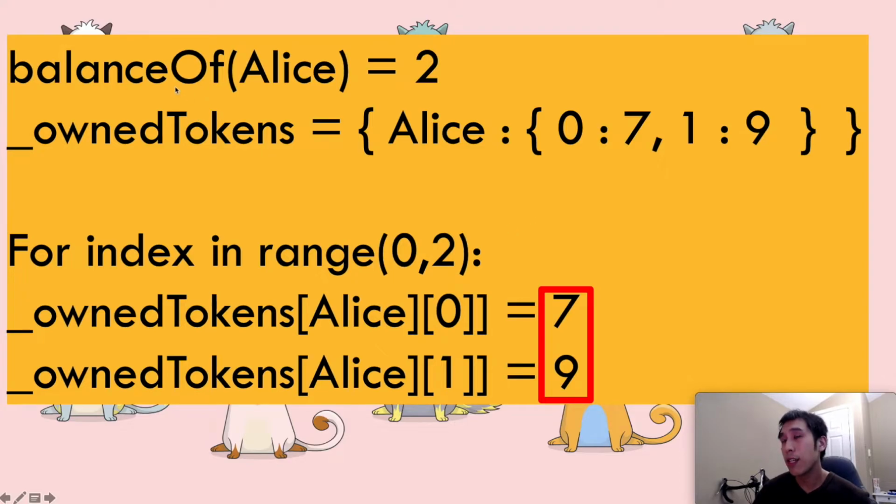So from earlier, because we know that the balance of Alice is 2, we can iterate over the indices from the range 0 to 2. And then we can just look up in the mapping Alice for 0, which will point to token ID 7. And we can also look up Alice 1, which will point to token ID 9. So just like that, after getting the balance of Alice, we can iterate over the balance and find that she owns token IDs 7 and 9.